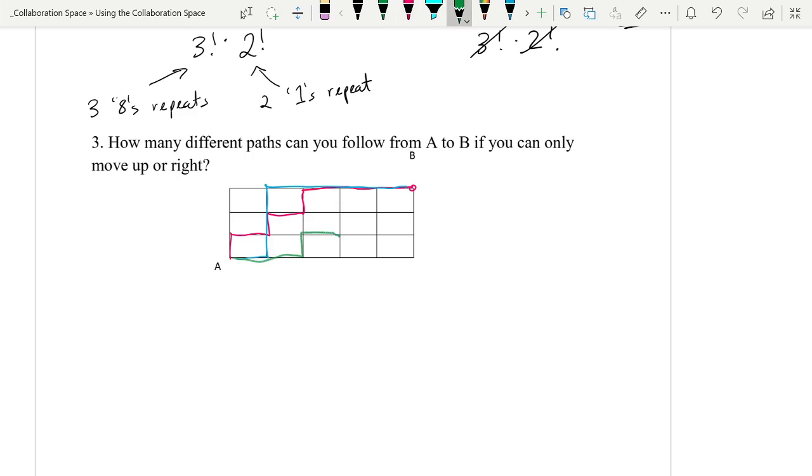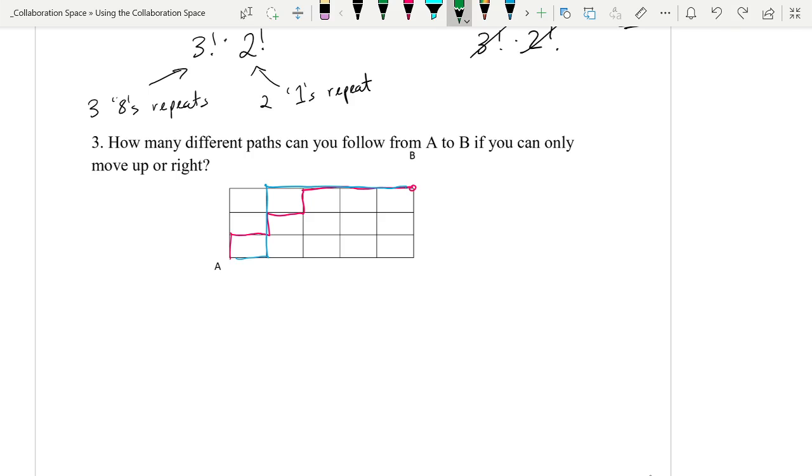Go up and then down and then over and then up. You can't. How come you can't do that? Because you can only move up and right. So you can't move down. That's a bad move. Okay, so undo those green moves. They're bad. There. Okay, so now, how many of these paths am I going to have to count?